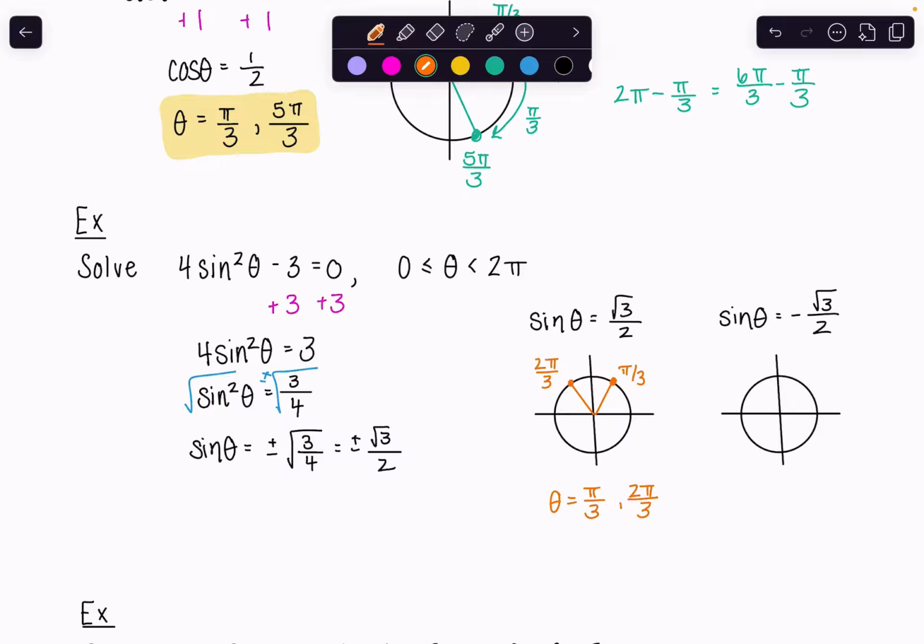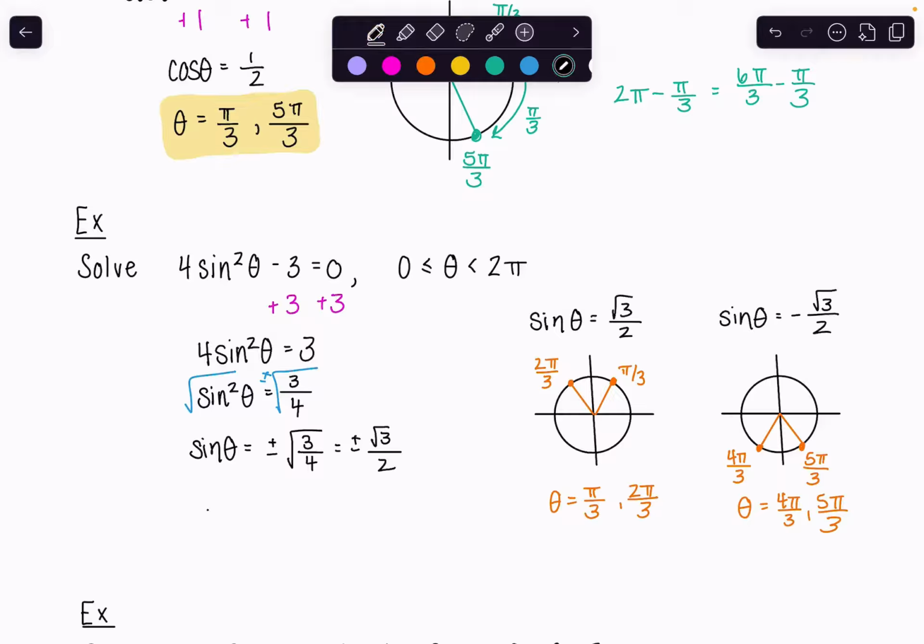If I'm looking where sine of theta is negative root 3 over 2, well, those are going to be those angles instead in quadrant 3 and quadrant 4. This angle here is the same reference angle. So in quadrant 3, that would be 4 pi over 3. And then this happens to be the same one as the prior example. The angle that would make this true in quadrant 4 is 5 pi over 3. So this one results in two solutions.